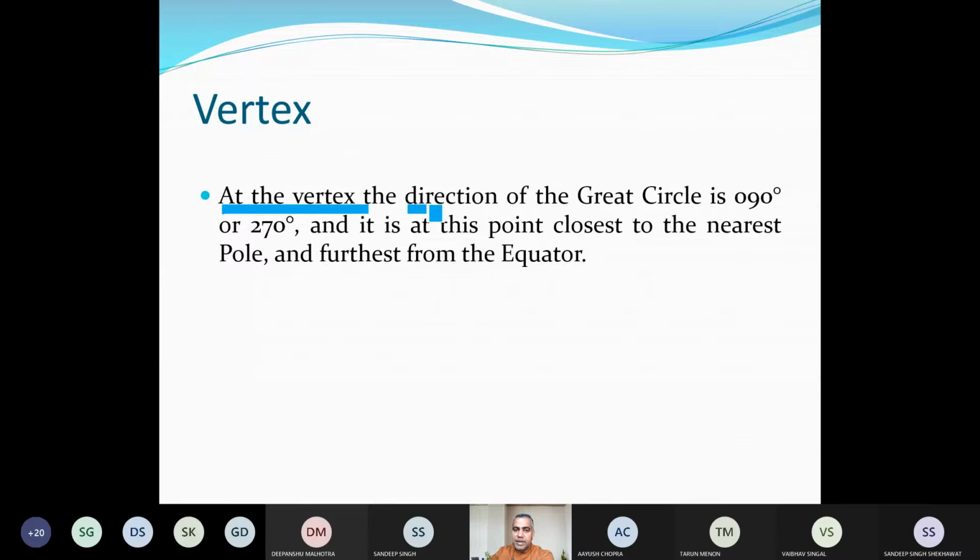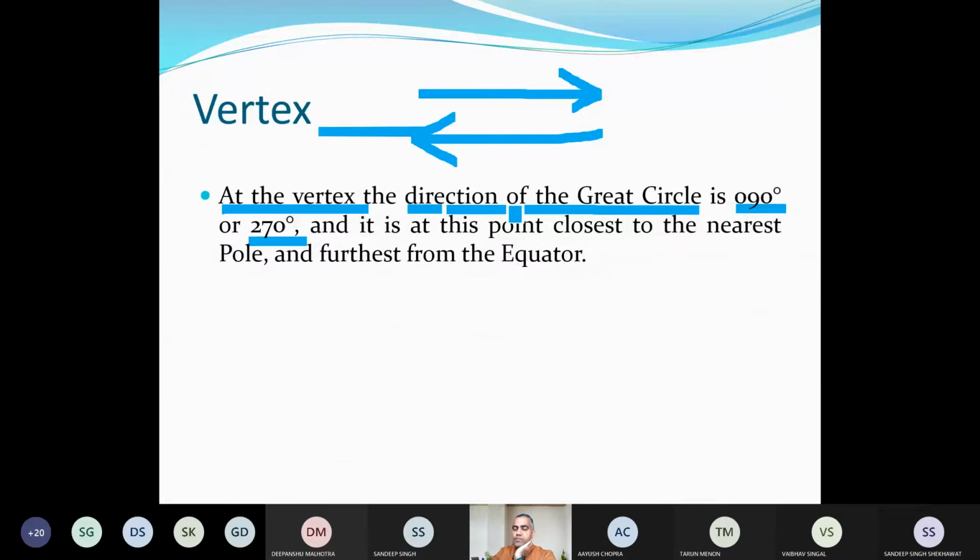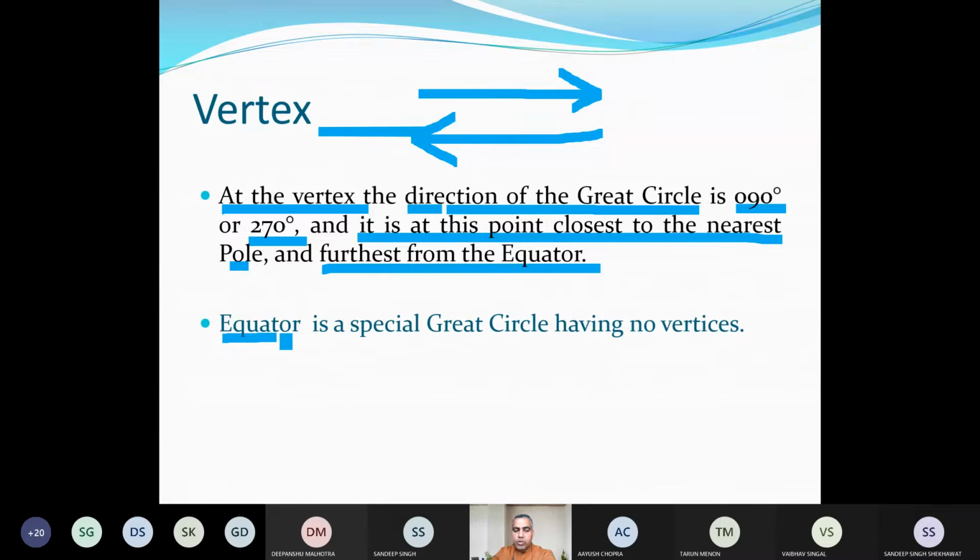Now at the vertex, there are some important things which happen other than reaching the highest latitude. At the vertex, the direction in which the great circle track runs is always 090 or 270. In other words, when you follow a great circle track and you reach the vertex, your course will be either 090 or 270. Okay, so that's an important property of the vertex of the great circle. And obviously, when you are at the highest latitude, it is at this particular point that you are closest to the nearest pole and you are farthest from the equator. Equator is the only special great circle which does not have any vertex. So there is no vertex on the equator.